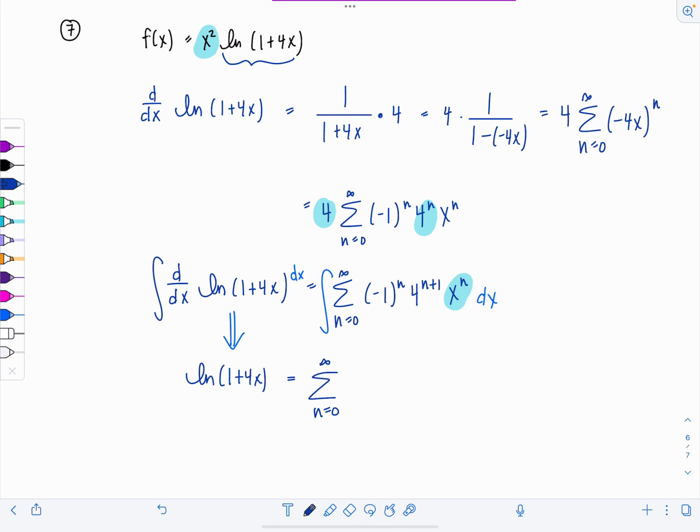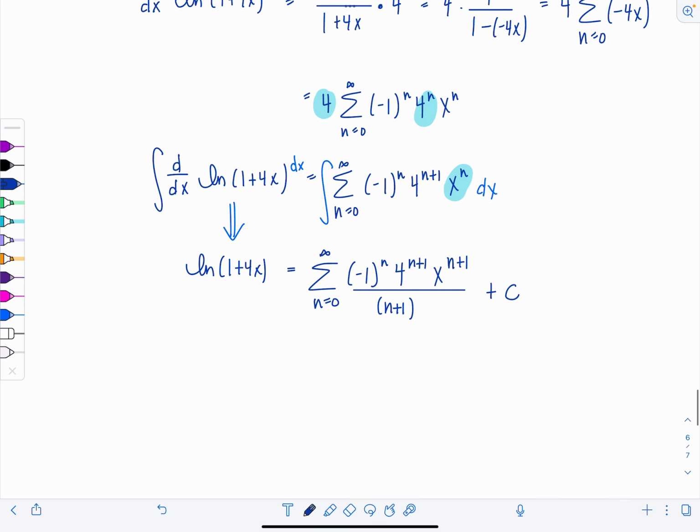The sum from n equals 0 to infinity of (-1)^n times 4^(n+1). Add 1 to the exponent, divide by the new exponent, and we pick up a plus c. Good. See?